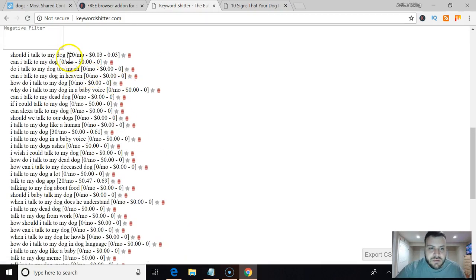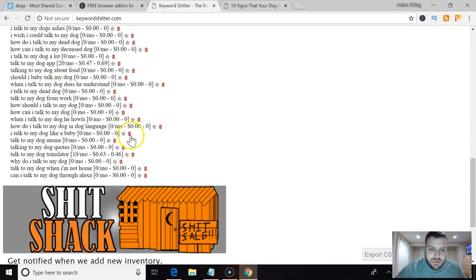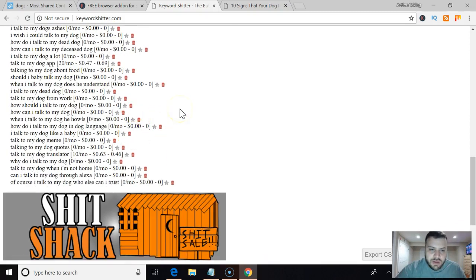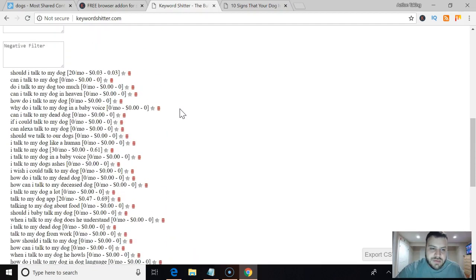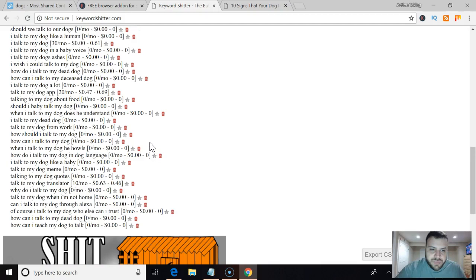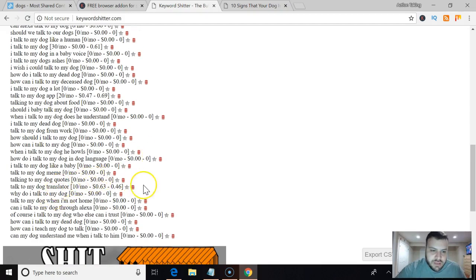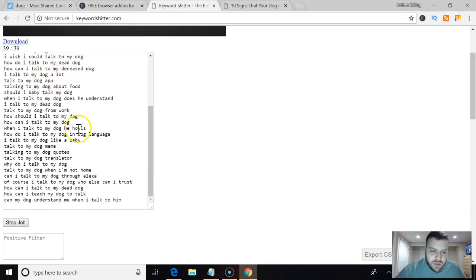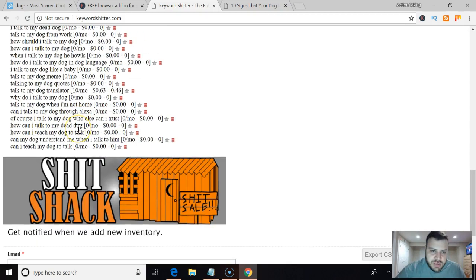How many people are searching it and what they're paying for, this is what they're paying in Google Ads for the keywords. So we can see which keywords people are actually searching for if we wanted to target a keyword. You could see that this didn't get us too much. It doesn't look like many people search for anything related to talking to your dog. It's still looking for variations, but so far everything's coming up mostly zero.